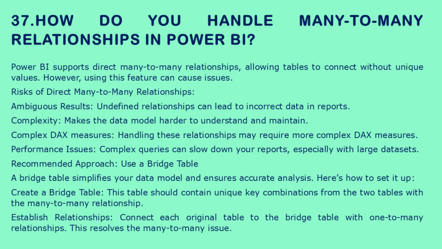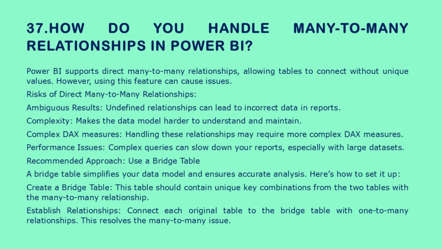Recommended approach. Use a bridge table. A bridge table simplifies your data model and ensures accurate analysis. Here's how to set it up. Create a bridge table. This table should contain unique key combinations from the two tables with the many-to-many relationship. Establish relationships. Connect each original table to the bridge table with one-to-many relationships. This resolves the many-to-many issue.